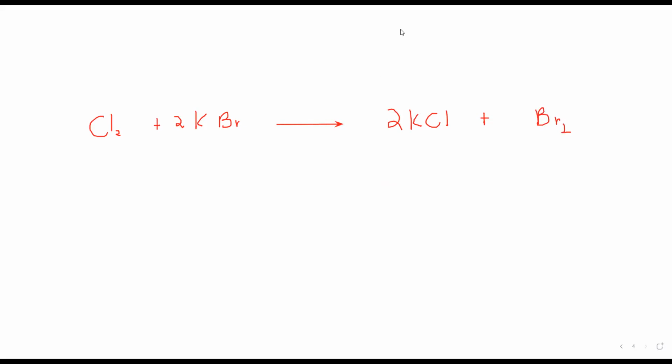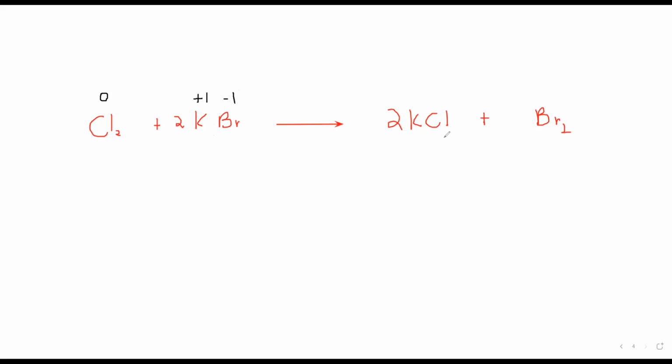Now, first thing, identify the element. Their oxidation number is always 0. So what will be the oxidation number of chlorine here? What is the oxidation number of chlorine? That is 0. Why 0? Because it is element. Potassium bromide is a compound. So what will be the oxidation number of potassium in potassium bromide? Potassium belongs to group 1, so it is plus 1. Bromine belongs to group 7. So it is minus 1.